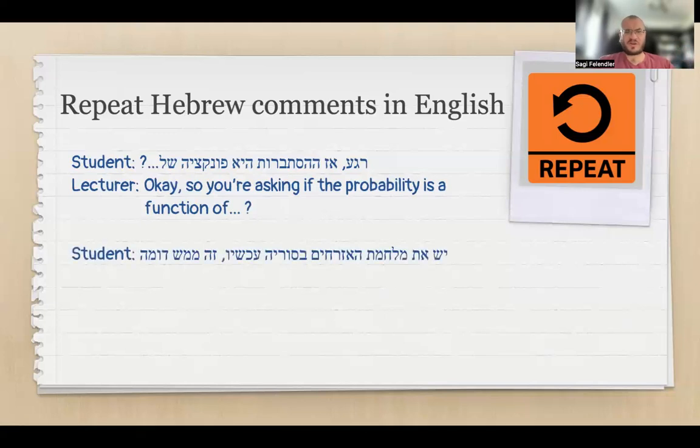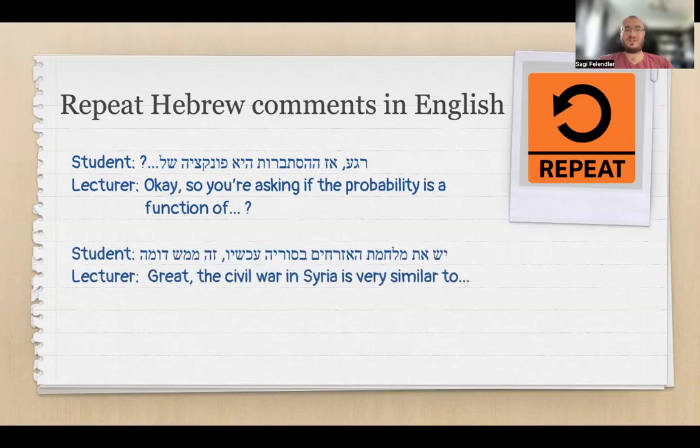It's of course true with comments, not just with questions. For example, if a student makes a comment about a similarity between a topic and something else, like יש את מלחמת האזרחים בסוריה עכשיו, זה ממש דומה. Again, instead of immediately responding, you may want to first let the other students and that particular student hear the question, the comment in English, to help them hear how it would sound. So just before answering, just say like, great, the Civil War in Syria is very similar to whatever it is we're studying. And then you can go on and make additional comments.